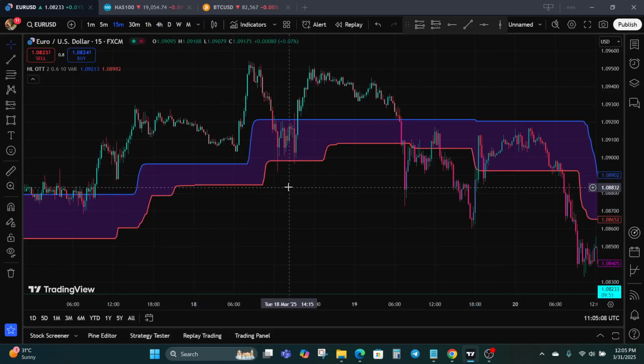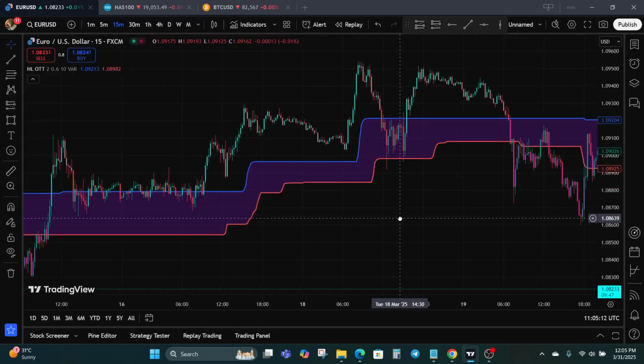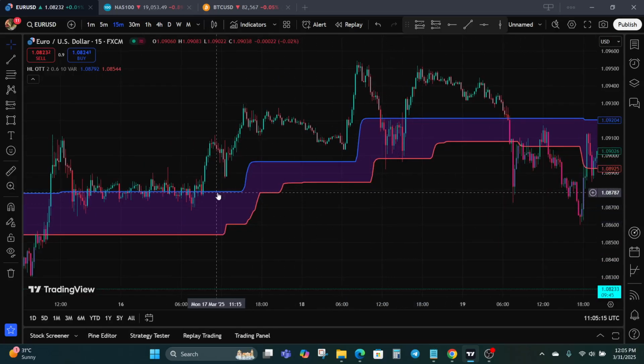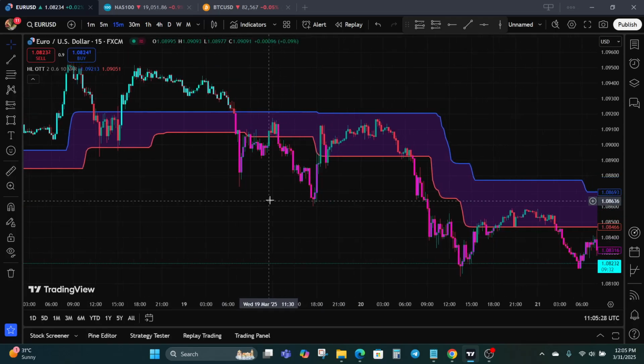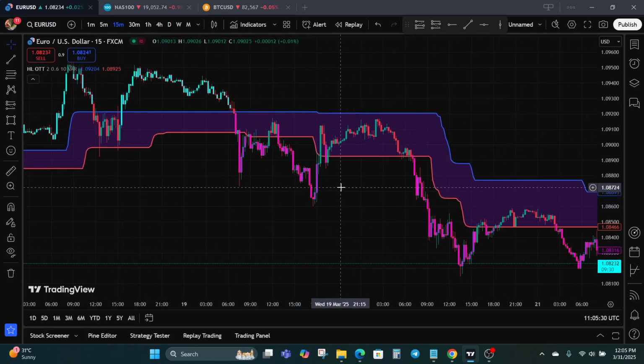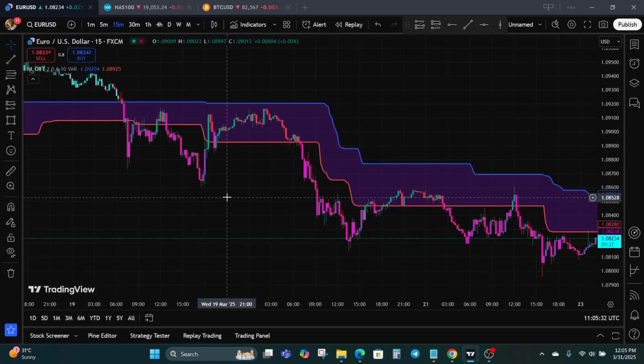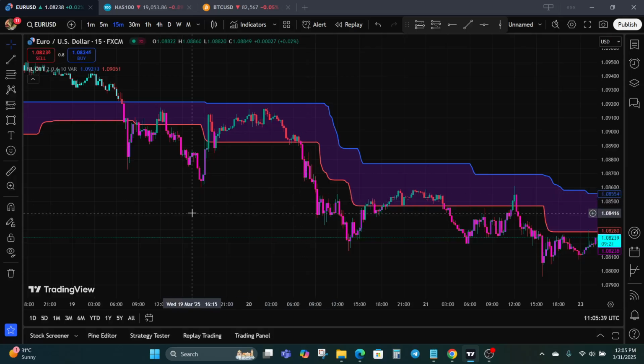Okay, so to use this indicator effectively, you have to wait for a confirmed cross of price over the HLOTT line for a bullish trade, or below the HLOTT line for a bearish trade. All right, and then you should look for confluence with other indicators or price action patterns. Okay, and then use it to filter out market noise and trade with confidence. This indicator is quite an effective one.